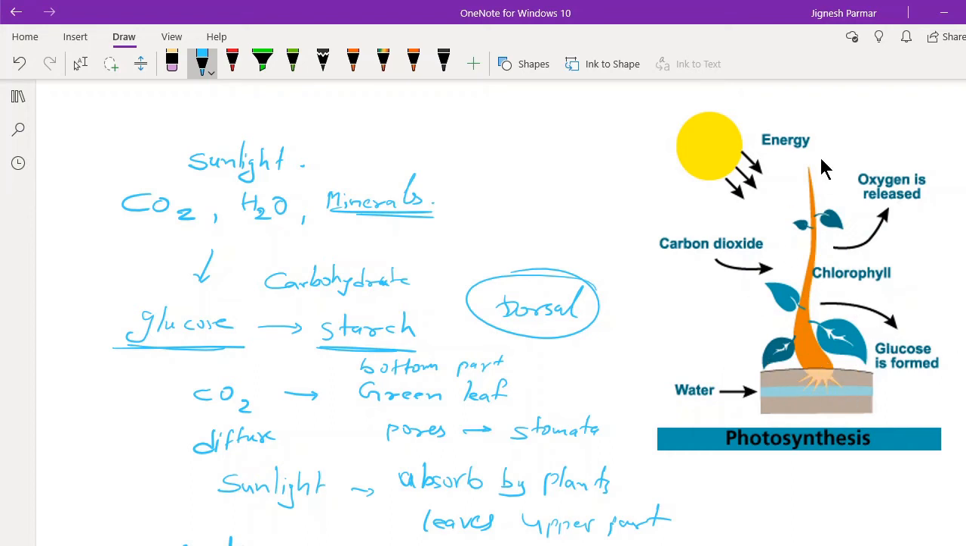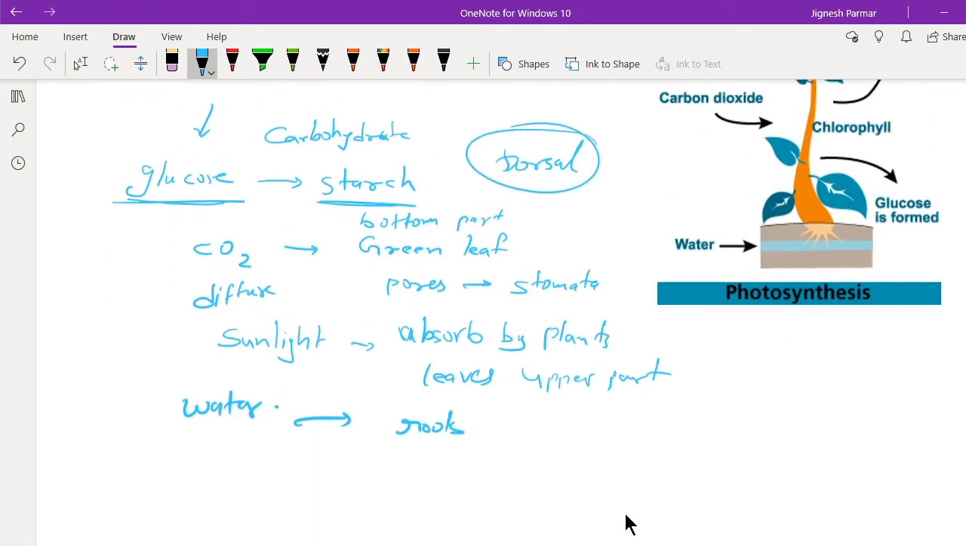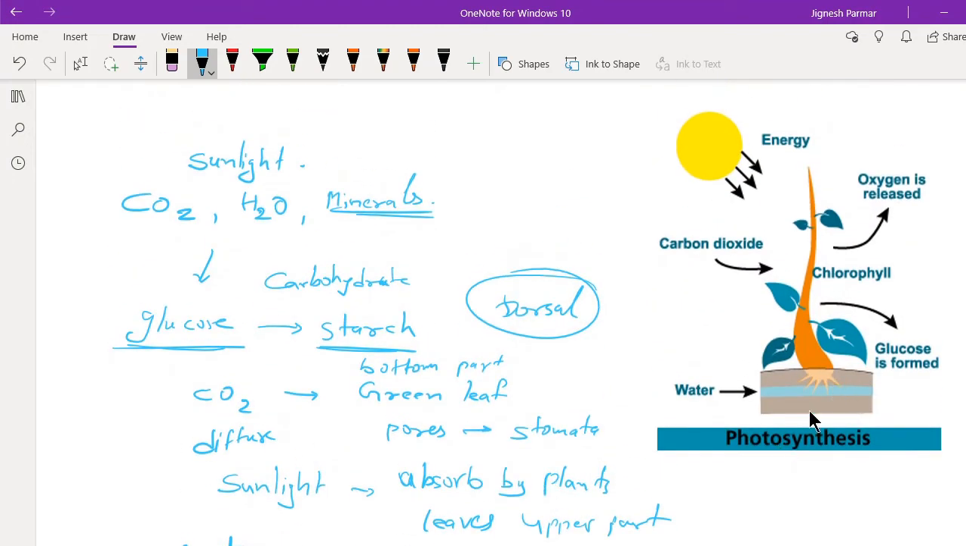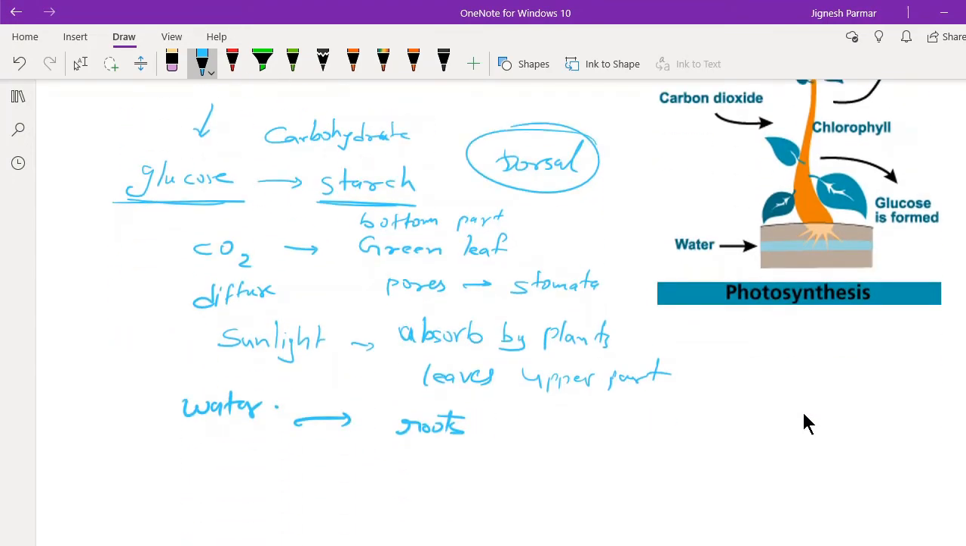Glucose is formed, which is used in the growth of the plant. And the glucose which is not utilized is converted into starch and stored in different parts of the plant. It may be the roots, it may be the stem, and that's why the food which we are eating directly or indirectly depends on the plant. It can be in the form of a fruit also. So this is what exactly goes on in photosynthesis.